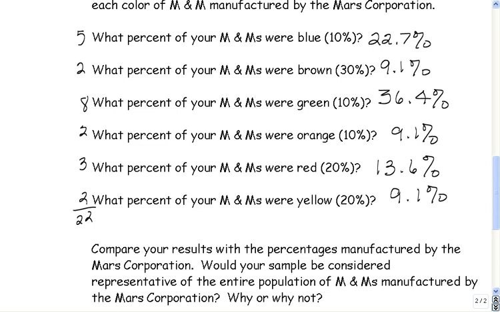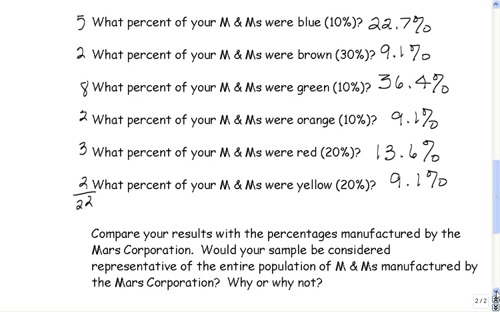Plus 9.1. Okay, I'm getting 99.7%. Because of rounding, it doesn't come exactly out to 100%. Okay, so I'm comparing these numbers now in the next part to the Mars Corporation numbers that are manufactured. And almost all of these are pretty much off. The only one that seems fairly close is the orange ones, 10%, and I have about 9.1%. So it looks like my numbers are off by quite a bit.